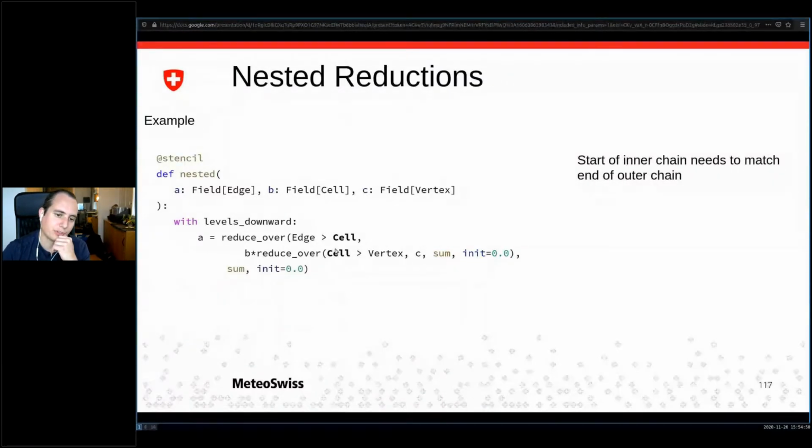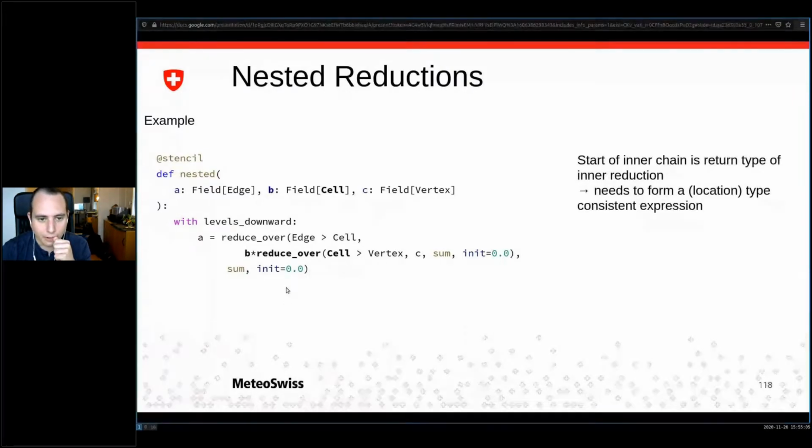So the first element of the chain needs to be equal to the last element of the outer chain, because the first element of the inner chain is also at the same time its return type. Yeah, because this needs to be type consistent, right? If we return in a cell here and B is a cell field, then this needs to be consistent because this is a binary operation.